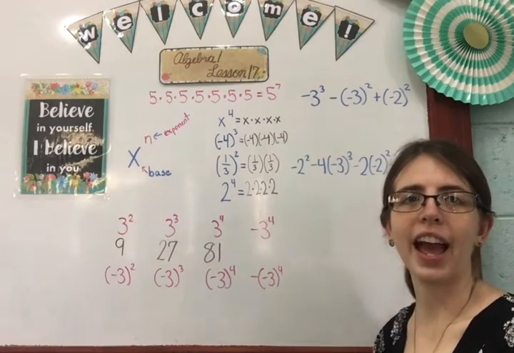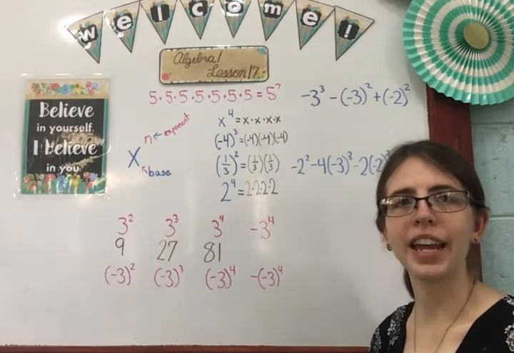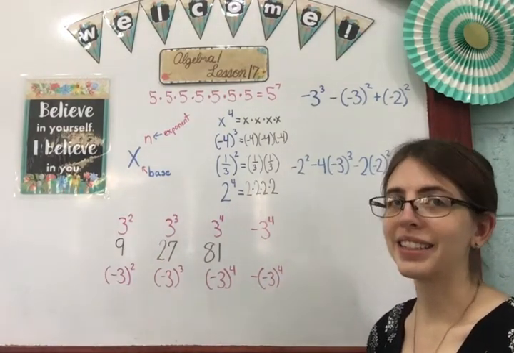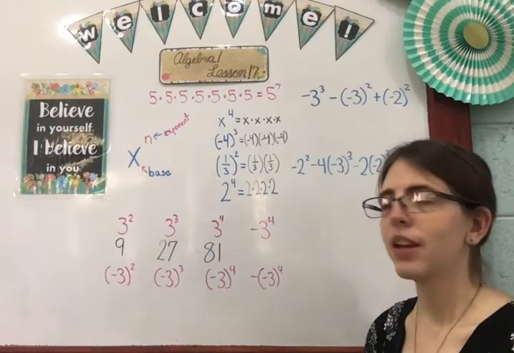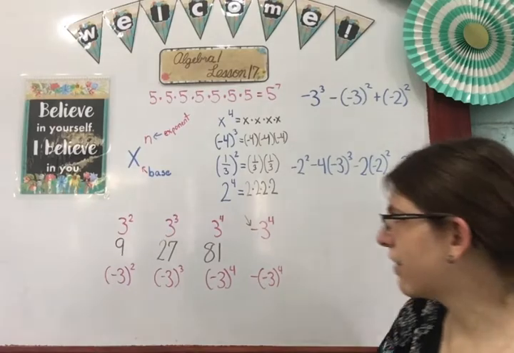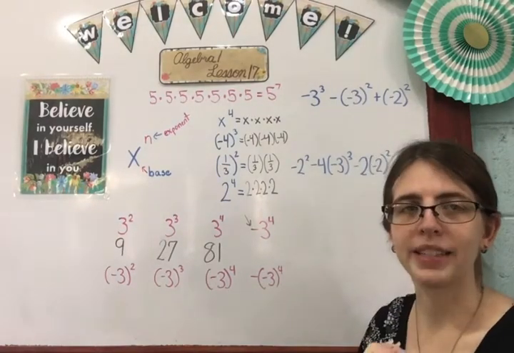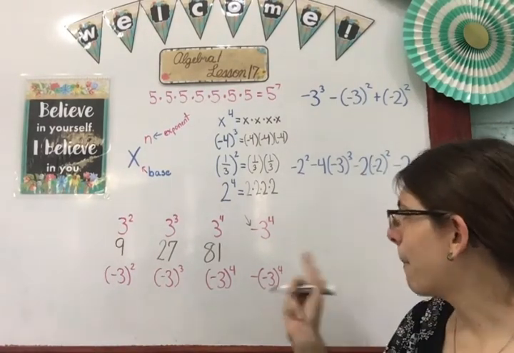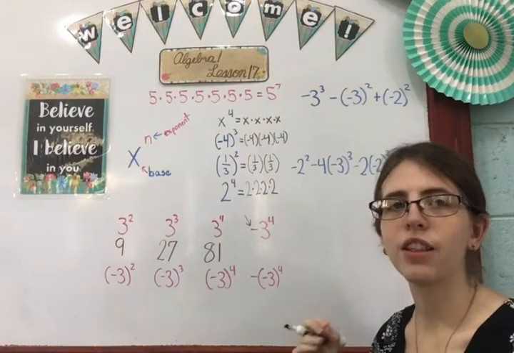But here I have what looks like a negative number, negative 3 to the 4th power. It's not actually a negative number. Remember that whenever you see that negative in front, that means the opposite of. So this is saying the opposite of 3 to the 4th power.